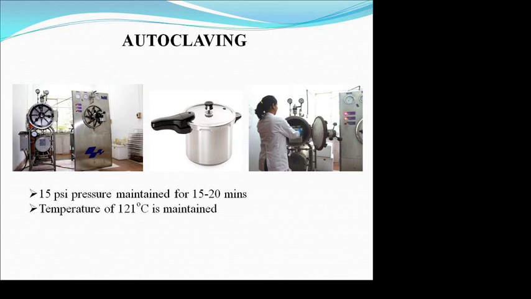Coming to the autoclaving, once the medium has been prepared, it has to be autoclaved. Remember, we are talking about a sterile environment. So basically we put it in an autoclave and subject it to 15 to 20 minutes of autoclaving at 50 psi, and the temperature is 121 degrees centigrade. This is very important to kill any germs or microbes present in the medium.